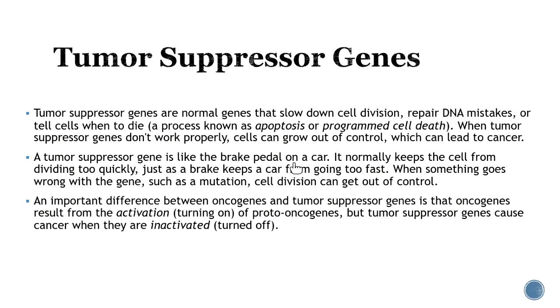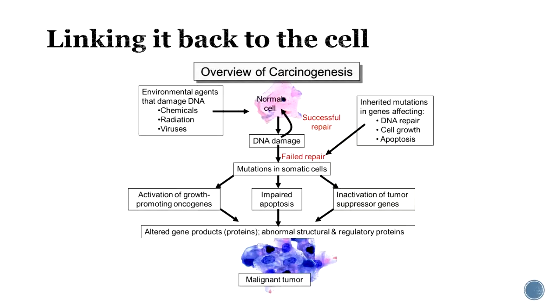Normally, it's going to slow you down. So it's like, okay, we're going too fast, so you step on the brake a little. Now, when something goes wrong with the brake, when the brake line gets cut, no matter how much you try to activate it, it's not going to work. So when these become inactivated, your tumor suppressor genes combine with the activation of the oncogenes to cause cancer. Let's link it in this picture right here. So we have your normal cell, and you get exposed to damage all the time to your DNA, and your cell is very good at repairing it.